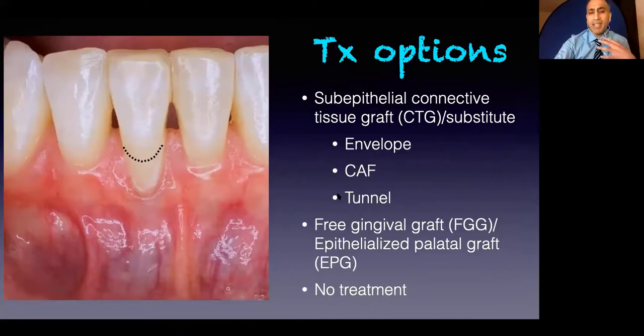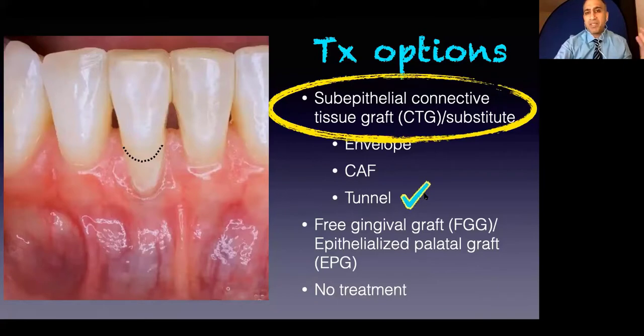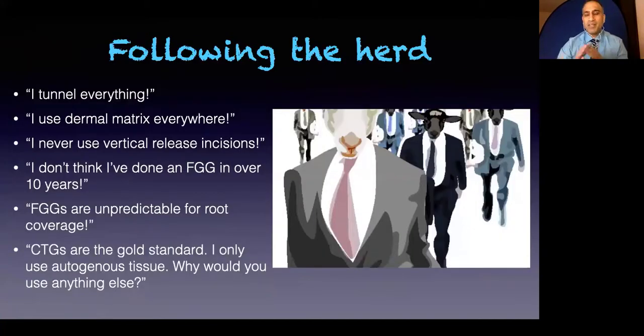Now, my instincts would tell me that I would want to treat this case with a free gingival graft. But like normal human beings, I'm also susceptible to being influenced by my peers. And so I went with a connective tissue graft in a tunnel approach. And I did this because, from talking to my colleagues, you hear these statements: I tunnel everything, I use dermal matrix everywhere, I don't think I've done an FGG in over 10 years, et cetera, et cetera.